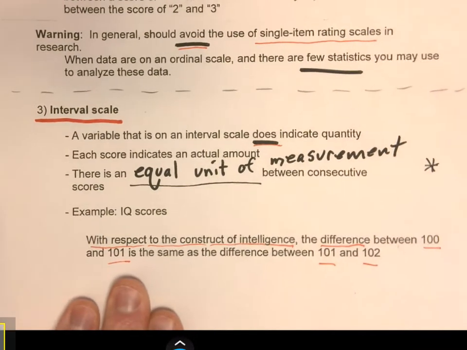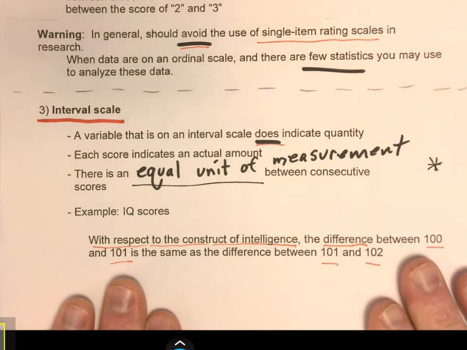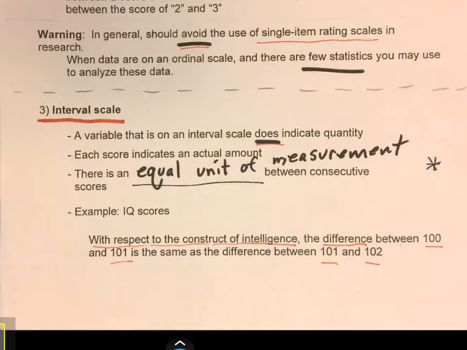What is an interval scale of measurement all about? A variable on an interval scale does indicate quantity. Each score indicates an actual amount. There's an equal unit of measurement between consecutive scores.